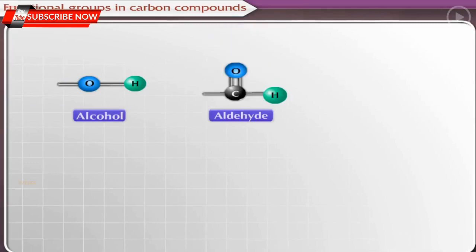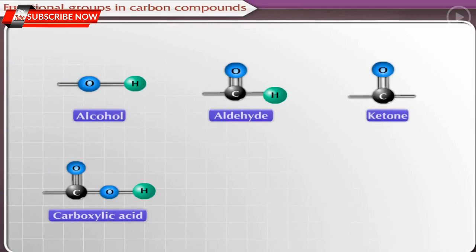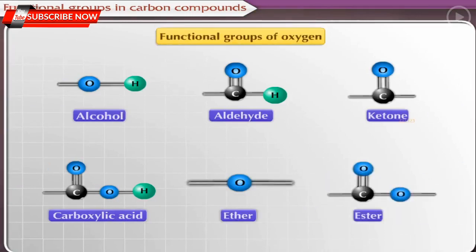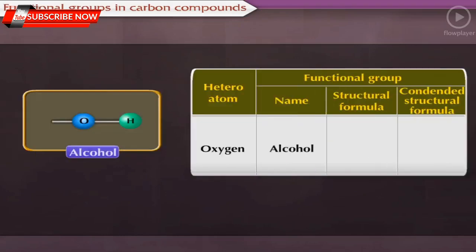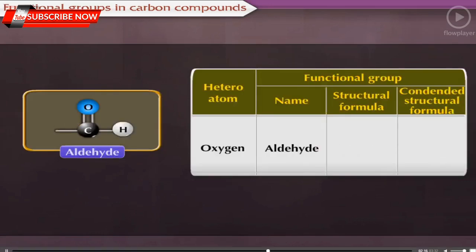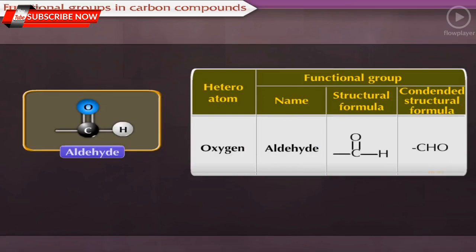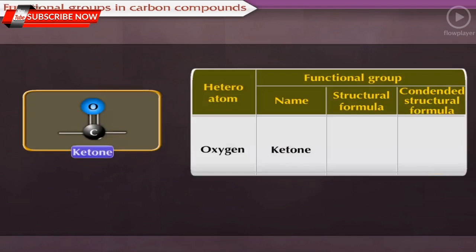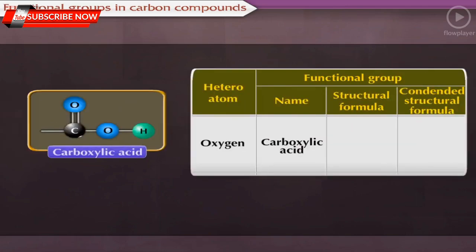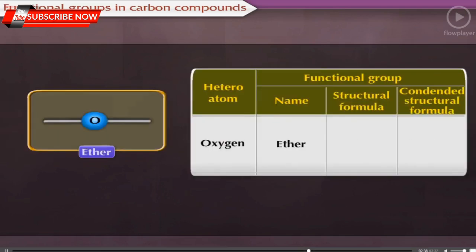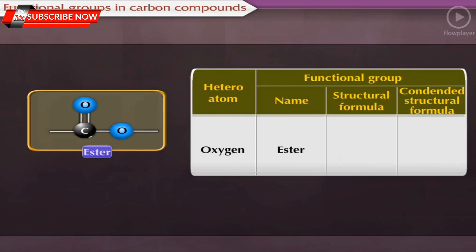Alcohol, aldehyde, ketone, carboxylic acid, ether, and ester are the different functional groups of oxygen. The structural formula and condensed structural formula of alcohol is OH. Of aldehyde is CHO. Of ketone is CO. Of carboxylic acid is COOH. Of ether is O. And of ester is COO.